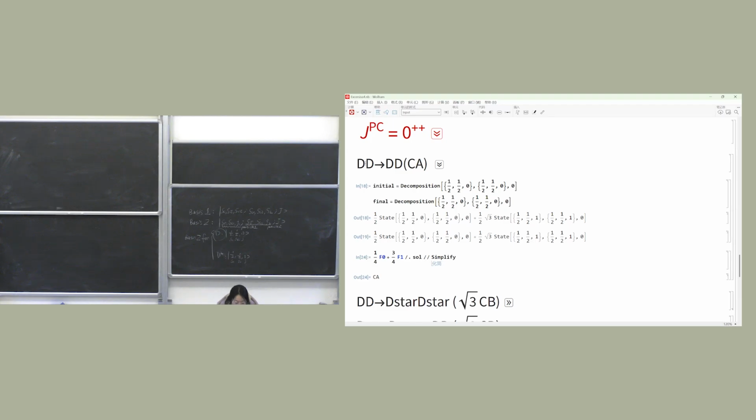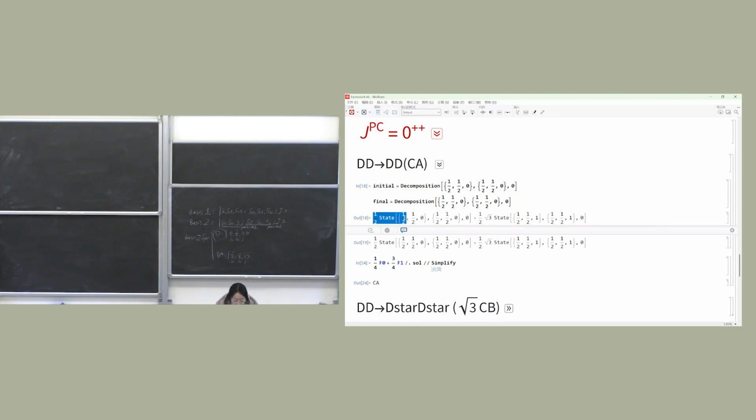So this is the meaning: the first particle is D, so 1/2, 1/2, 0, and the second particle is also D, 1/2, 1/2, 0. The total spin of the whole system is 0, because here we are focused on 0++. The final state is the same as the initial state, D and D, with total spin also 0.